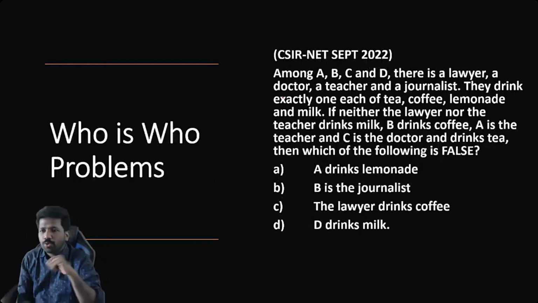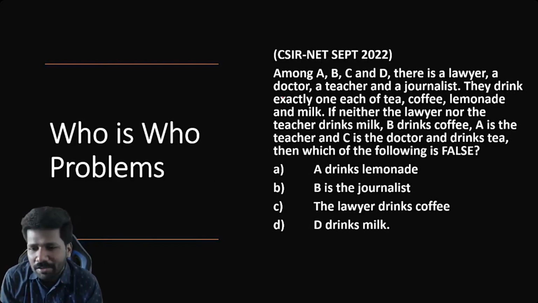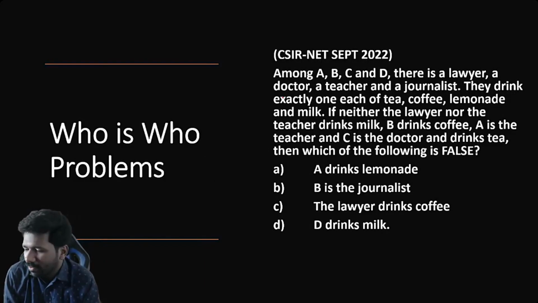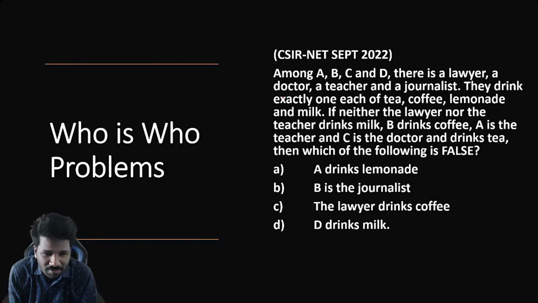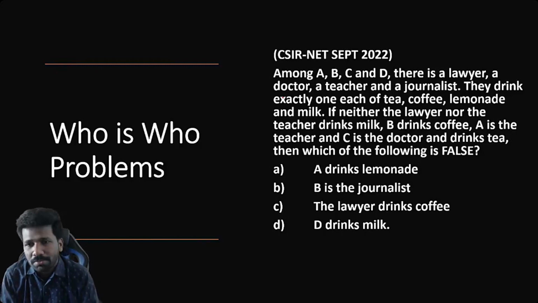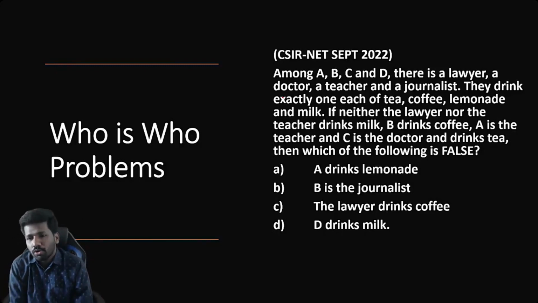Now next is who's who problem. Number of questions from this chapter is very less. Like once in 2 years they ask question, or once in 3 years one question you may expect from who's who problems. Who's who problems means you have to match.